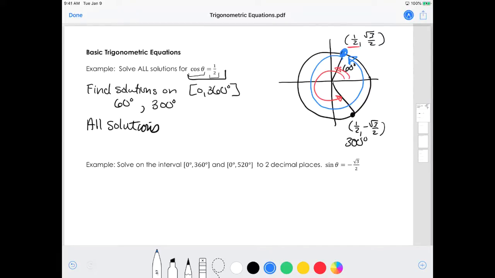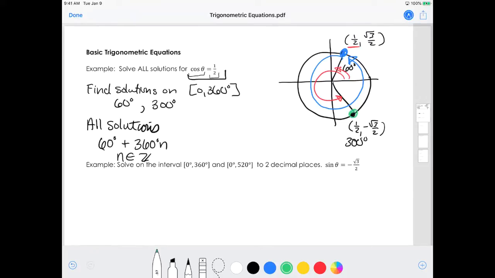So if I want to list every single possible solution, I need to write 60 degrees plus any multiple of 360 degrees. And n would be an integer. So it could be -4, it could be -2, it could be +5. I just want to take some multiple of 360.